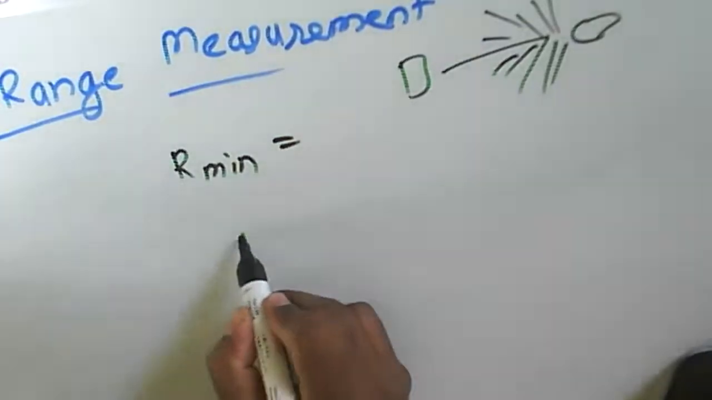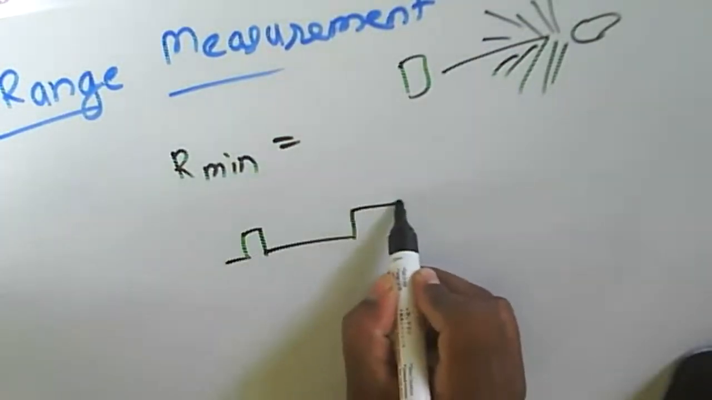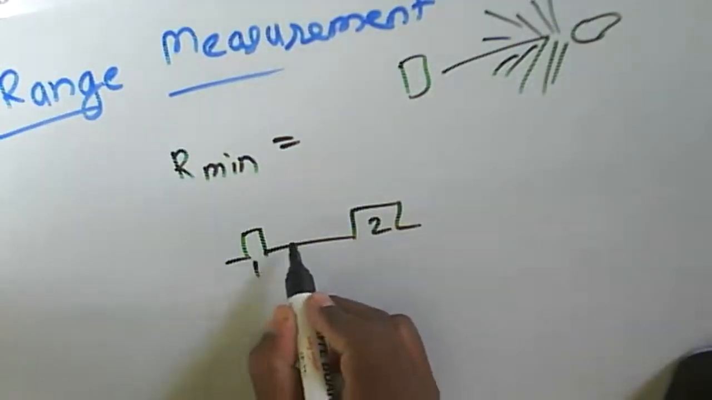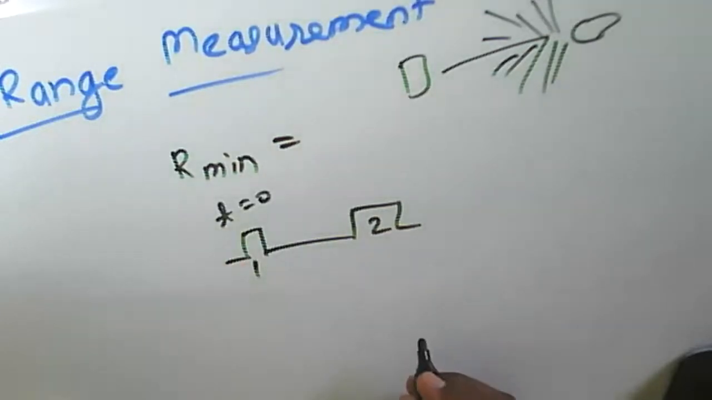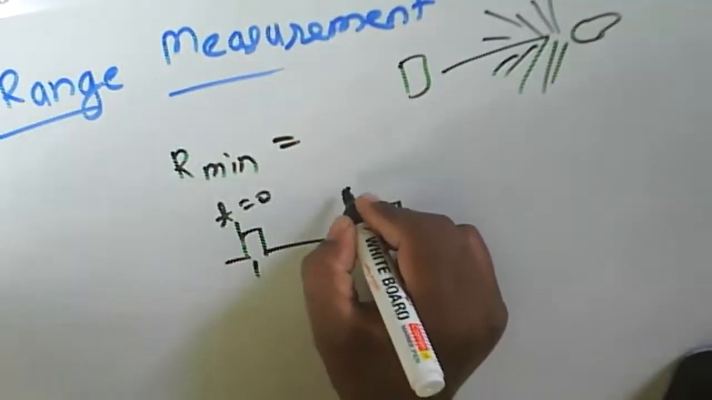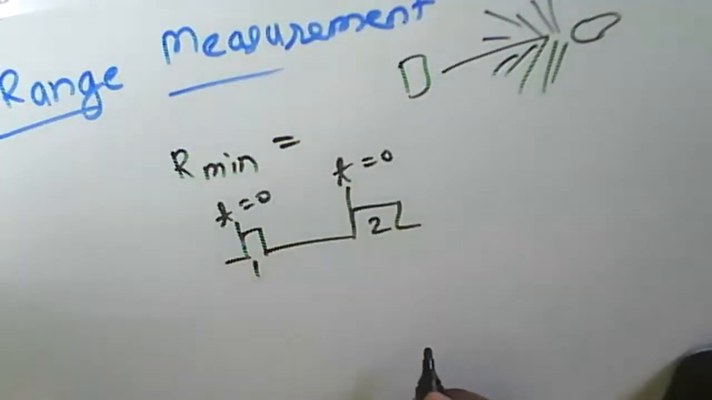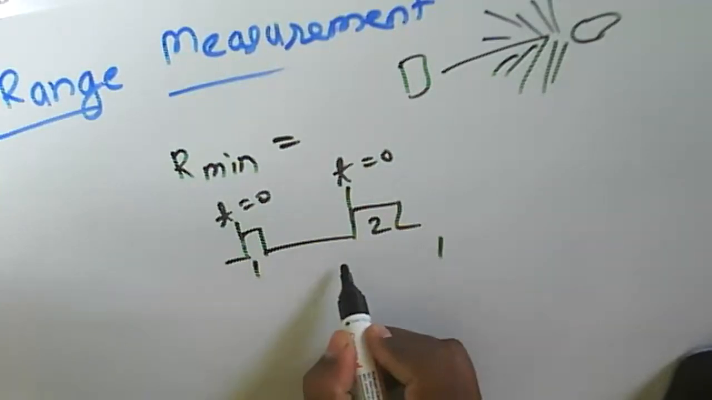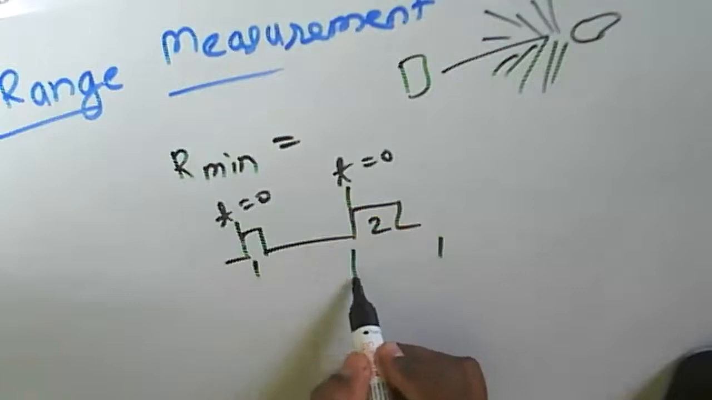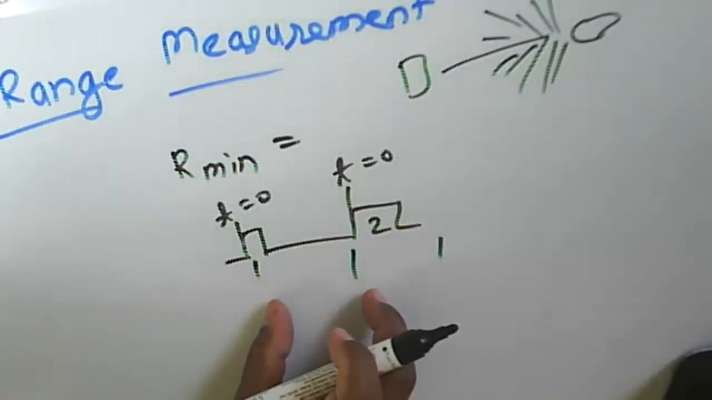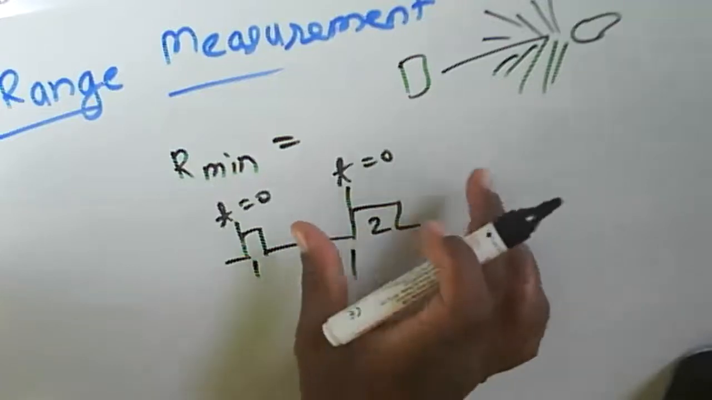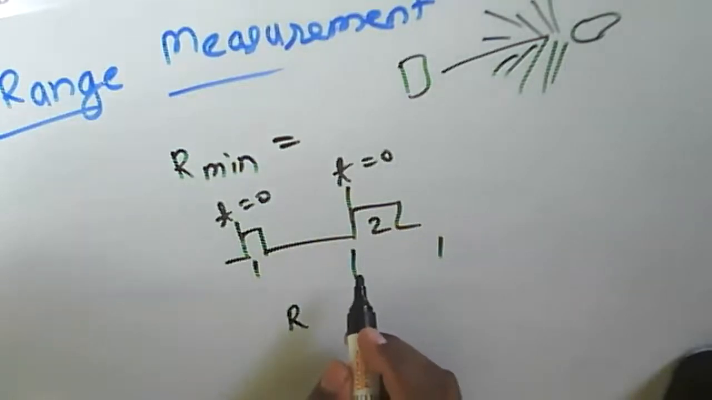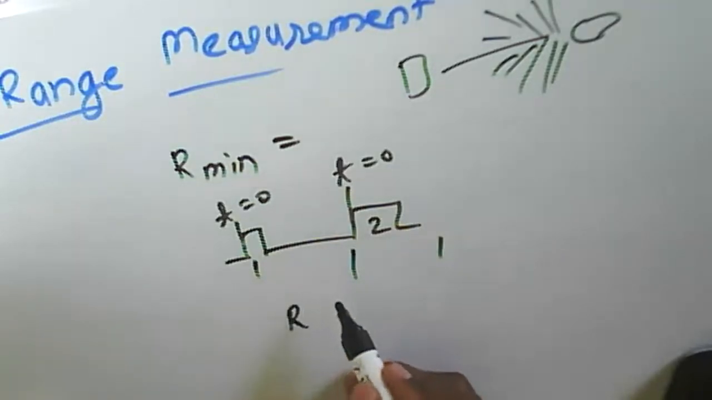When we transmit a particular pulse and another pulse is to be transmitted, this is pulse 1 and pulse 2. When we transmit pulse 1 at t is equal to 0, then another pulse, again at t is equal to 0. If we receive the pulse after this, then there will be ambiguity. If we receive the pulse before this, then it will work. For that purpose, we consider a different train of pulses, and then we find out the range.